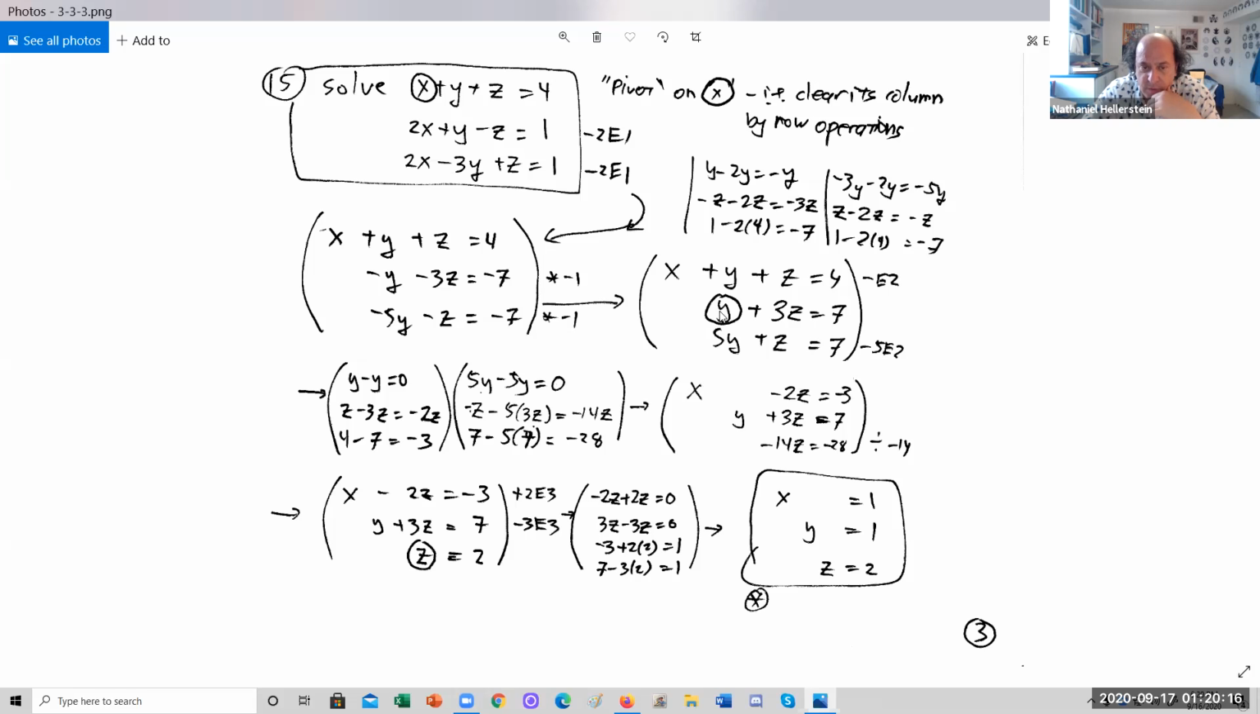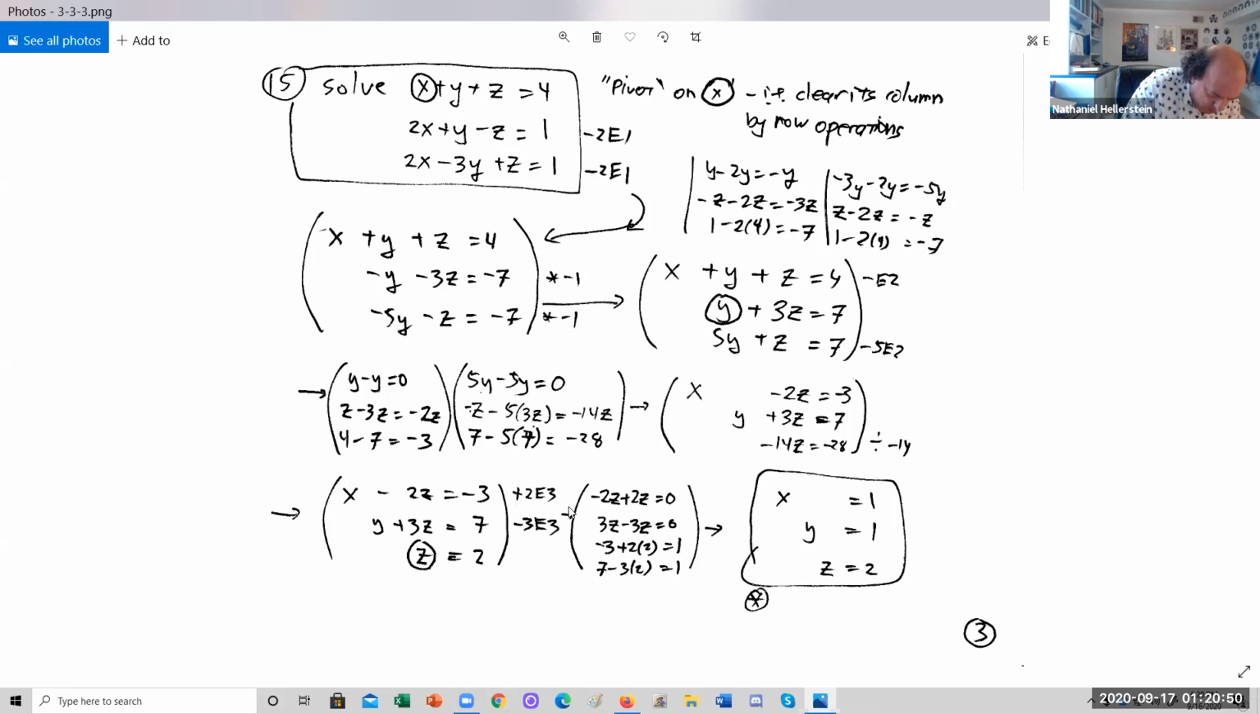So 5y minus 5y cancels. It's gone. z minus 5 times 3z, that's a positive. z minus 5 times 3z is a 14z. Just a second, let me fix that. Excuse me for a second, I'm making a note here to change the notes. This is page 3.